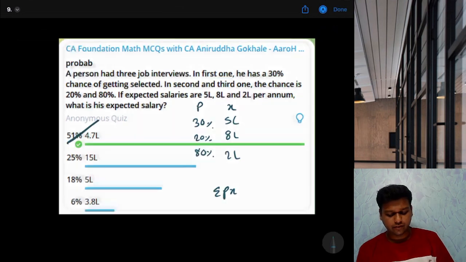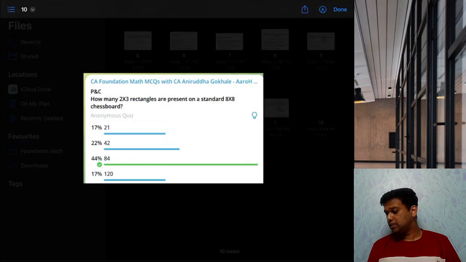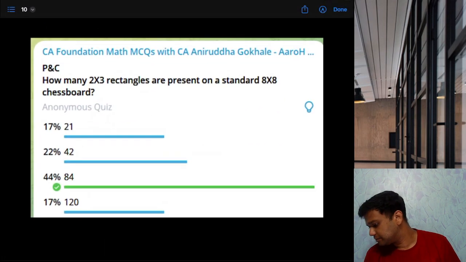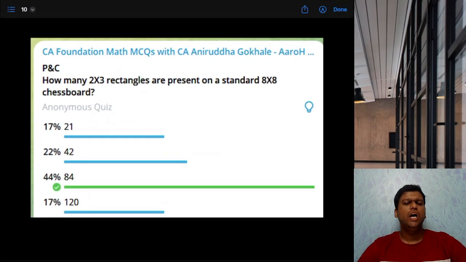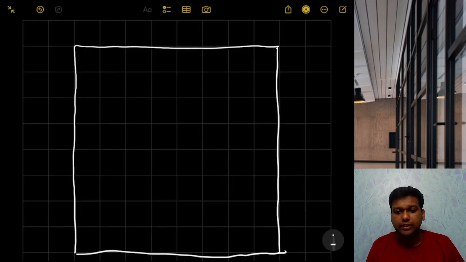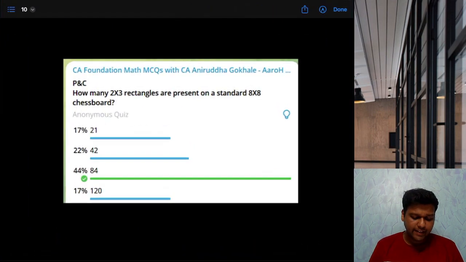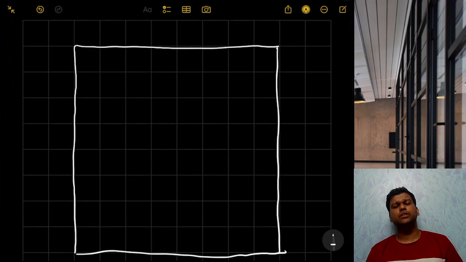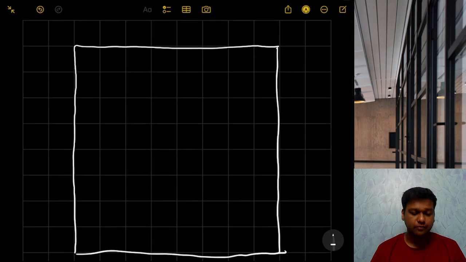Okay, fine. Last one was a bit difficult. Let's see. How many 2 by 3 rectangles are present on a standard 8 by 8 chessboard? Now let me draw a chessboard so that I'll be able to show you better. So the chessboard will be like this, 8 by 8. So there are 8 squares. The question is, how many 2 by 3 rectangles are present? 2 by 3, that means one side has to be 2, other side has to be 3.